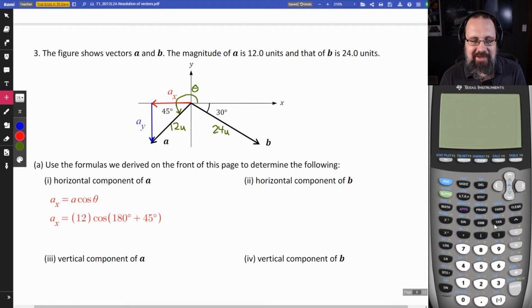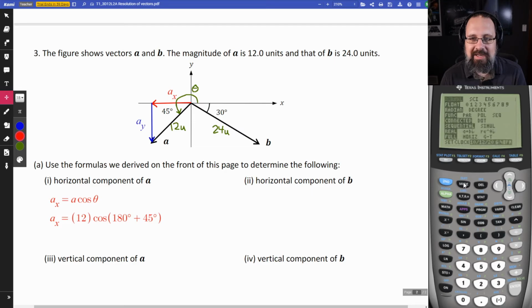So here we go, turn on the calculator. I'm going to take 12 times the cosine, and I'm going to open parentheses. I'm going to do 180 plus 45. And now remember, I'm expecting a number that's less than 12. And I got 4.4. So that seems pretty good.